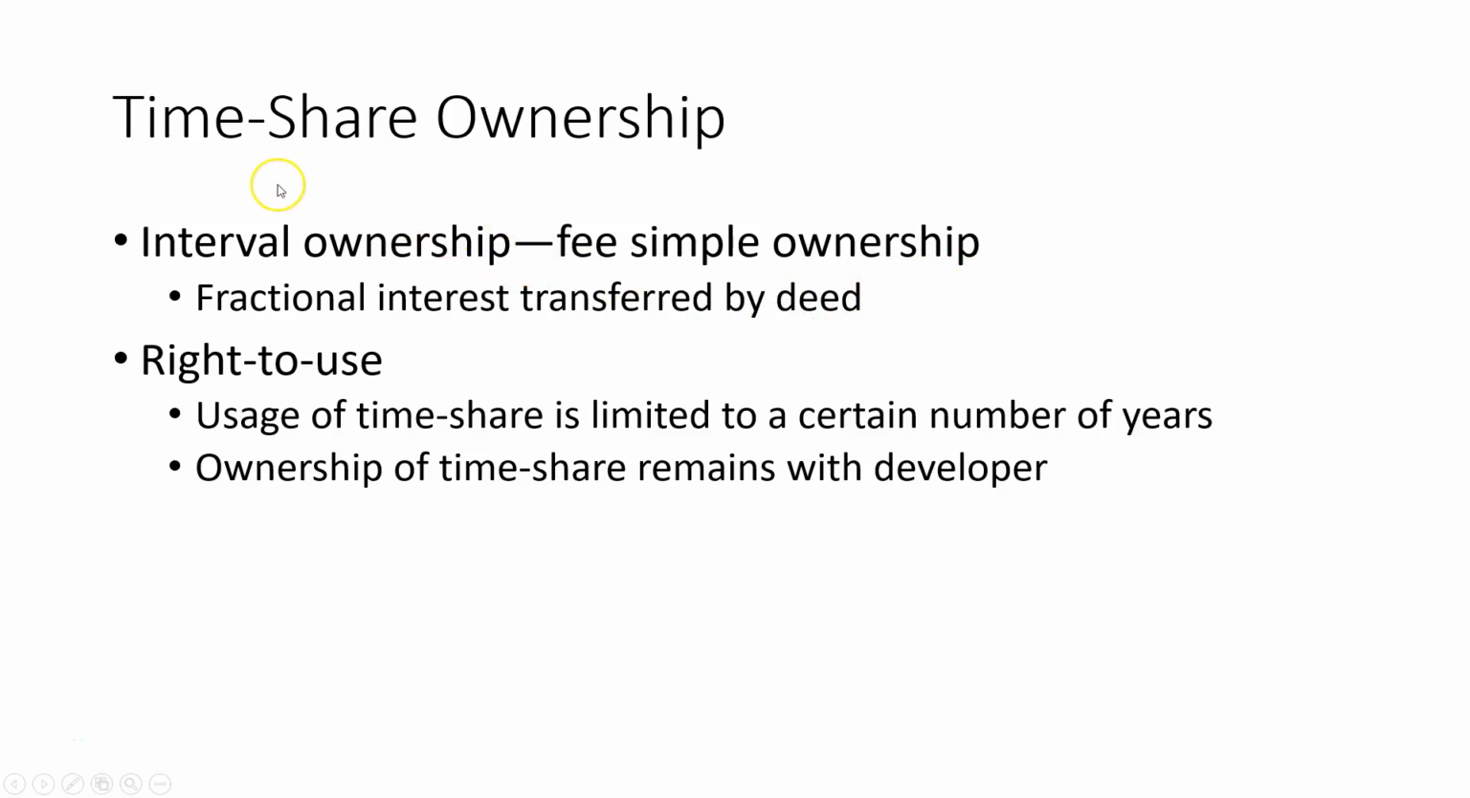There are 2 different types of timeshare ownership. The most common is interval ownership, which is sometimes called fee simple ownership. You have a fractional interest transfer by deed. And then you have basically a long-term lease. It's the right to use. Usage of a timeshare is limited to a certain number of years. Ownership of the timeshare remains with the developer. And this is usually 30 or 40 years. And you can sell on that particular lease that you have. But it's very unusual to see these.